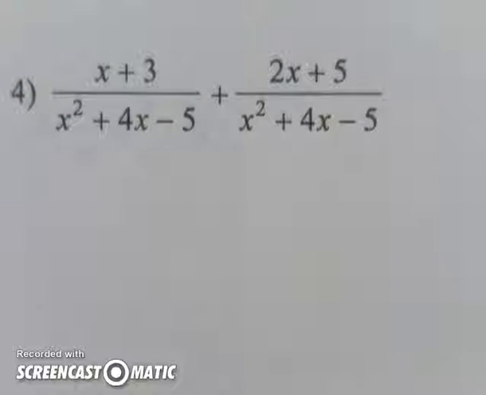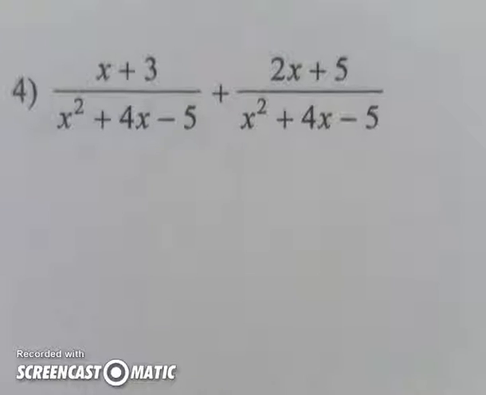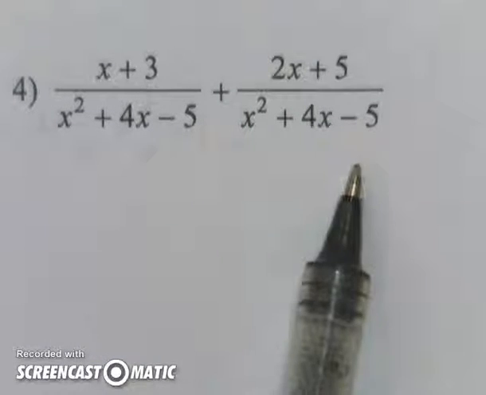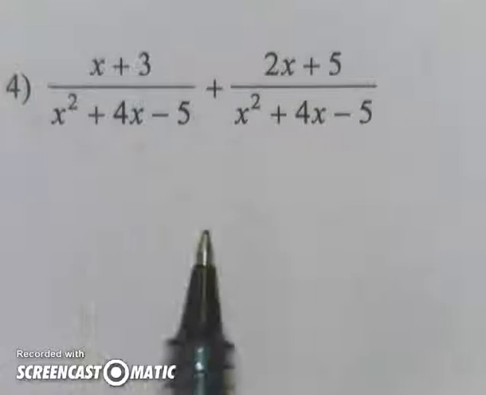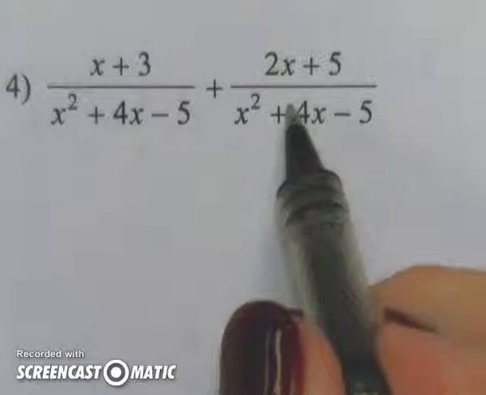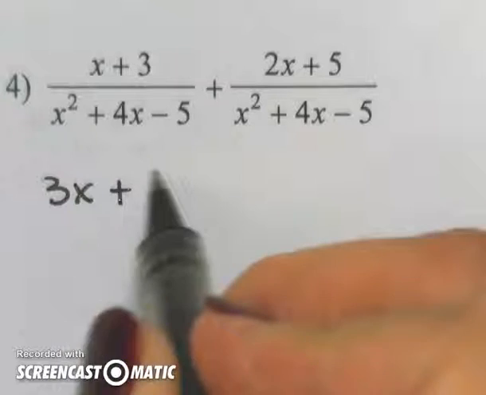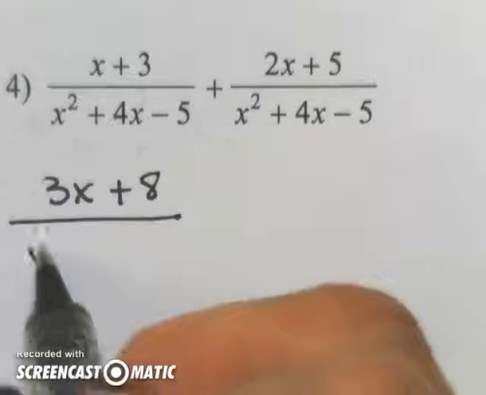Adding and subtracting rational expressions. To be able to add two fractions together, I must have a common denominator. If you look at my problem, both of my denominators are exactly the same, so I can just add the tops together. x and 2x is 3x, 3 and 5 is 8, and I keep the denominator.